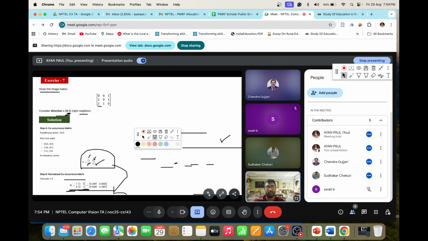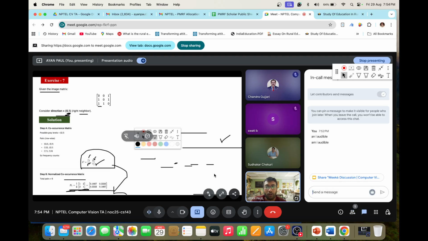Okay, nice. So is the co-occurrence matrix clear to all of you? Co-occurrence or normalized co-occurrence matrix? Any doubt in this? At least in this part, any doubt?